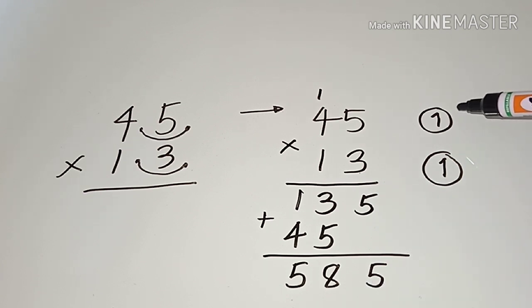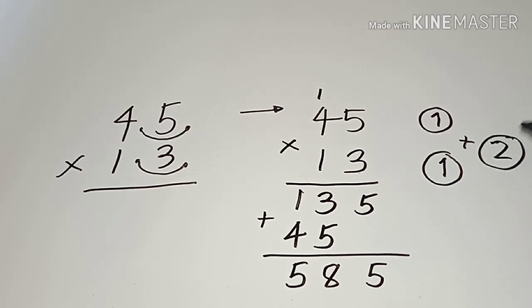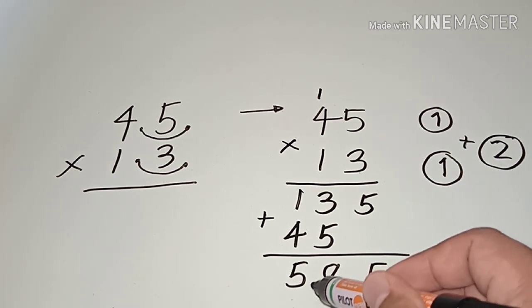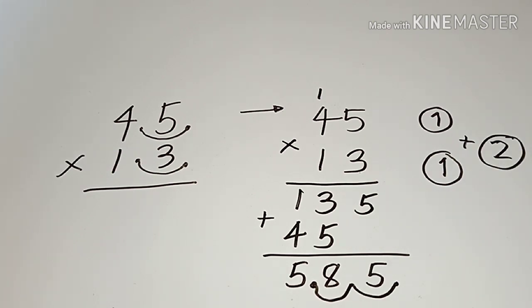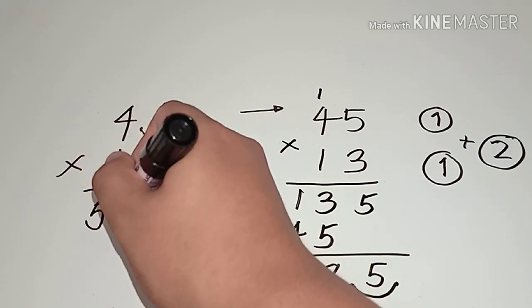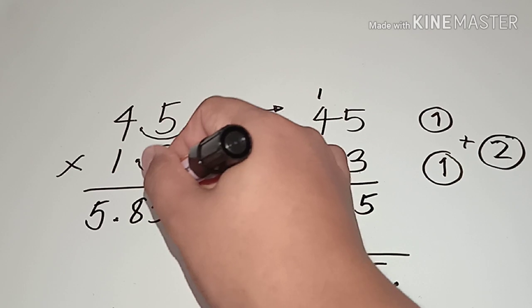585. But take note that we moved one place for 4.5 and one place for 1.3. So you just have to add those: 1 plus 1, that's 2. That means from our answer, we will move 2 places to the left, because earlier we moved it to the right to make it into a whole number. So this time we will move it to the left to go back to its original position. Therefore, we move it to the left twice. 1, 2. So instead of 585, the product of 4.5 and 1.3 is 5.85.